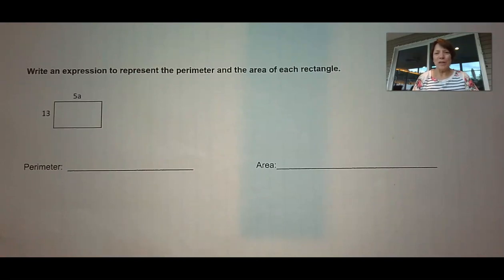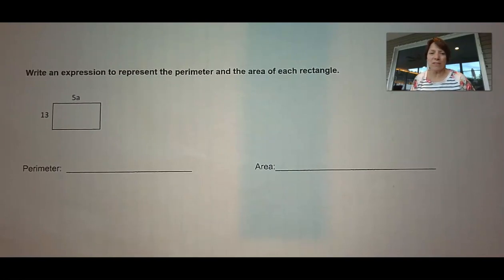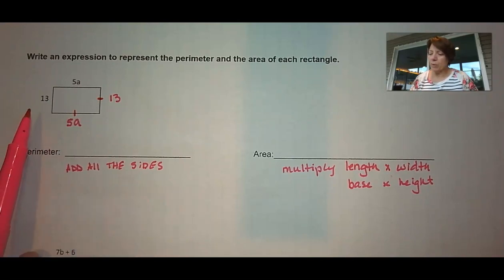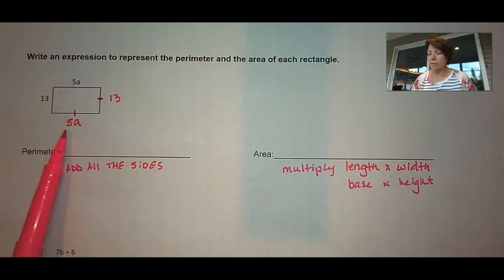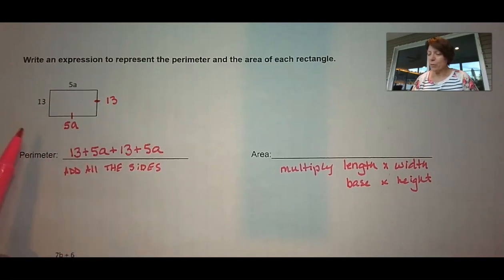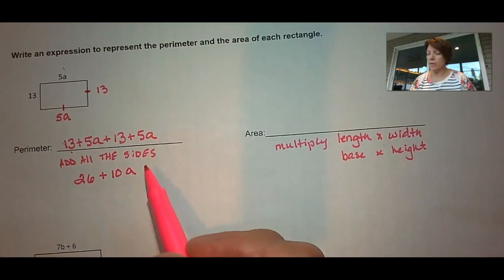I want to give you one more thing before we end these notes, and that is writing an expression to represent perimeter and area of rectangles. So you may remember from your 5th grade work that to find the perimeter of a rectangle, we're going to add all the sides together. And you might also remember that opposite sides of a rectangle have to be equal. So even though these 2 weren't labeled, we know their values because they're the same as their opposite sides. So to write the perimeter of this rectangle, we would do 13 plus 5a plus 13 plus 5a. So this is one option, but we can simplify that.